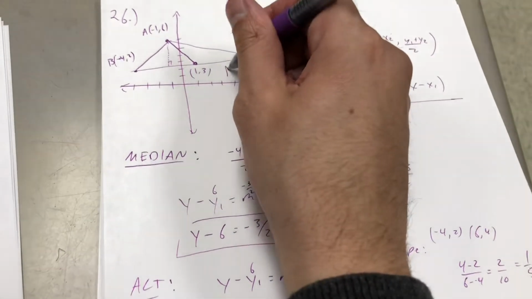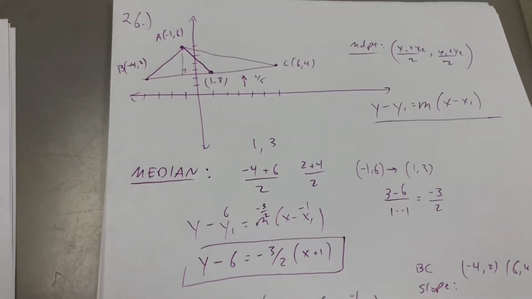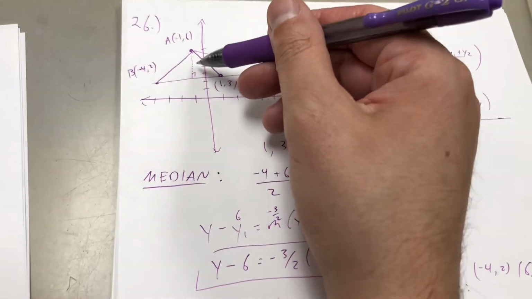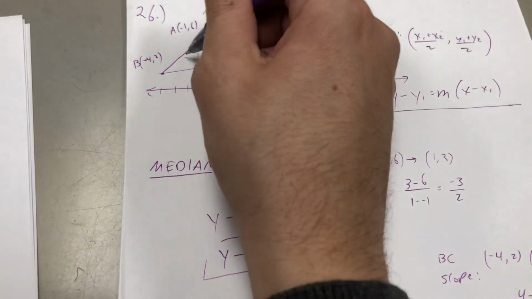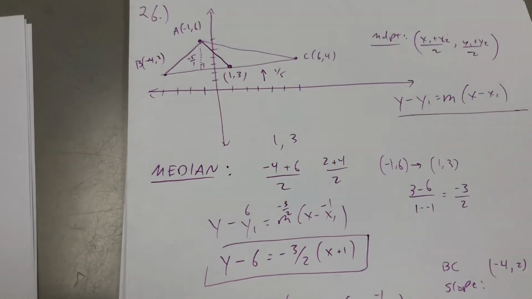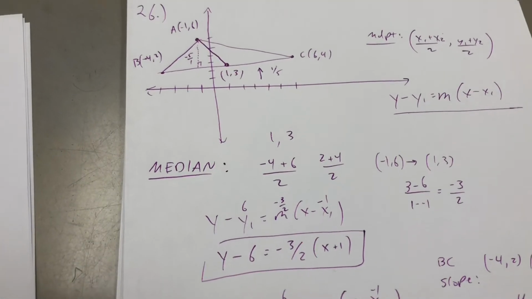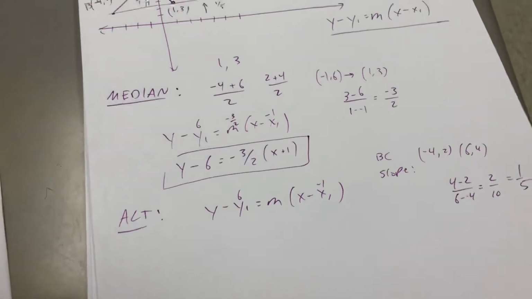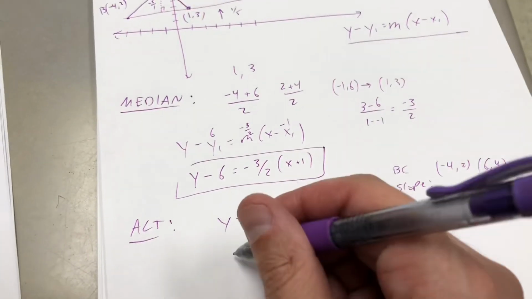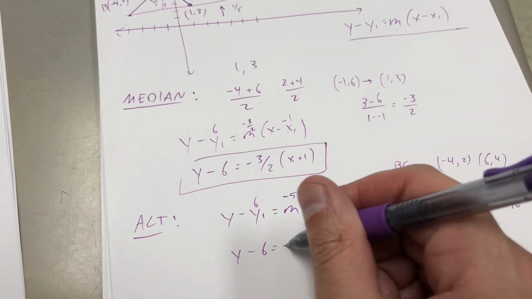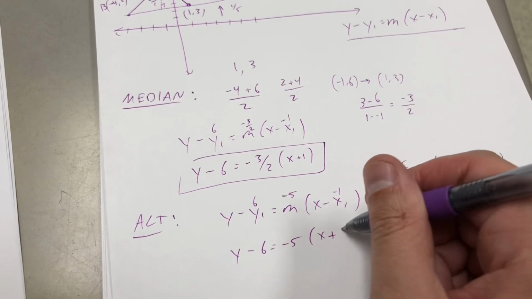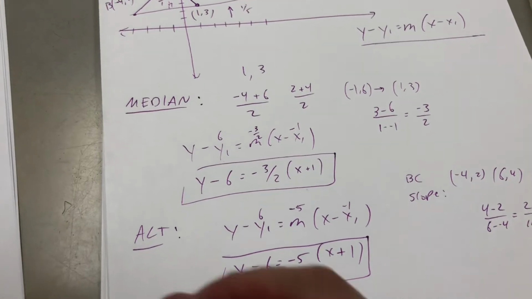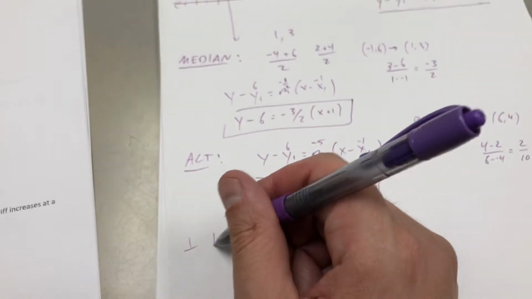So that base has a slope of 1/5, which is pretty low slope. The altitude is going to have the opposite reciprocal slope. That would be -5 over 1, -5, which is a very steep, negatively sloped line. Doesn't really look like it in the picture, but it should be what it is. So -5. So we have y minus 6 is equal to -5 times the quantity x plus 1 when we simplify it. All right?